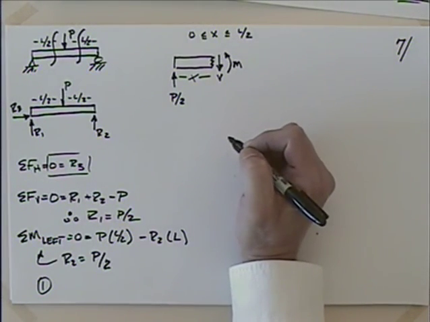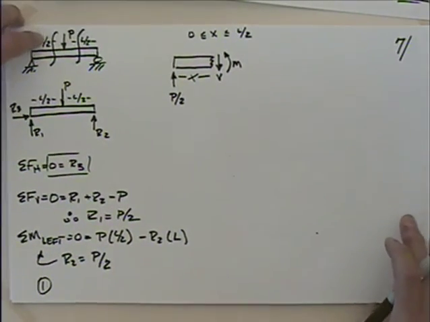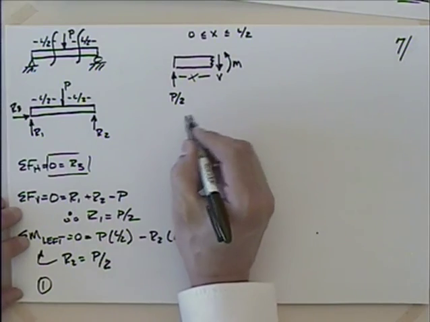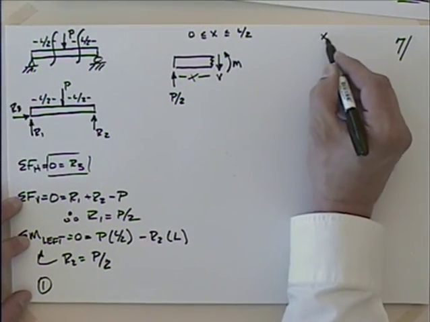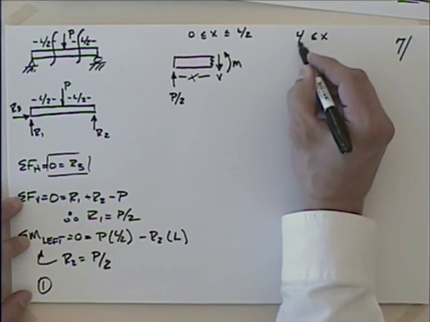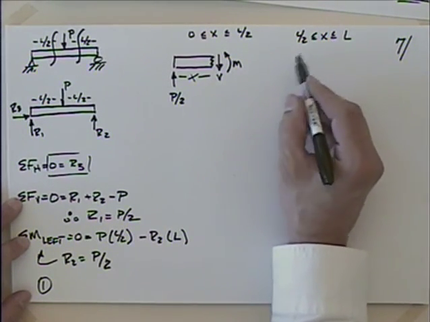Do I have anything else? I think that's it, isn't it? Okay, so I can go through that. I can come up with what the shear force is and what the bending moment is. I'll also have to look at x between L over 2 and L. And I can do that a couple different ways.